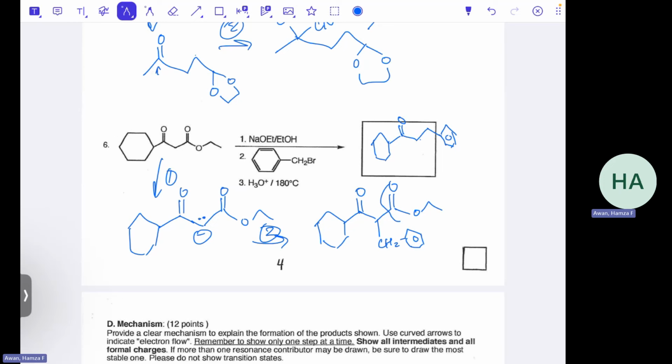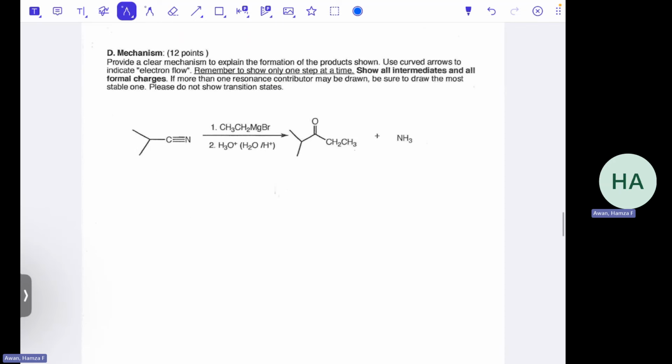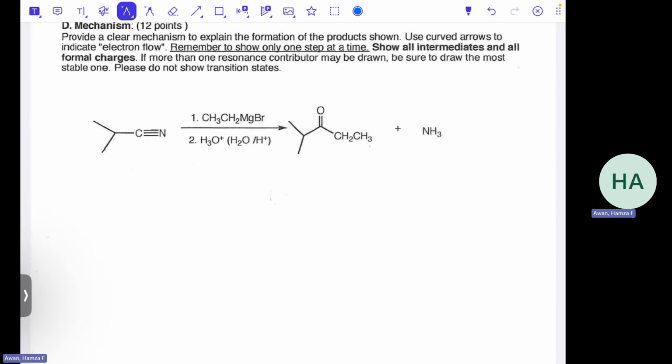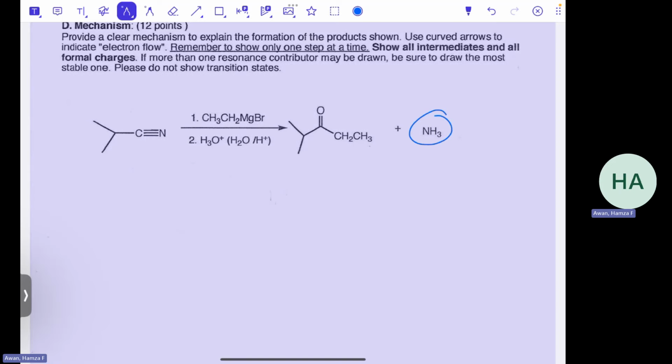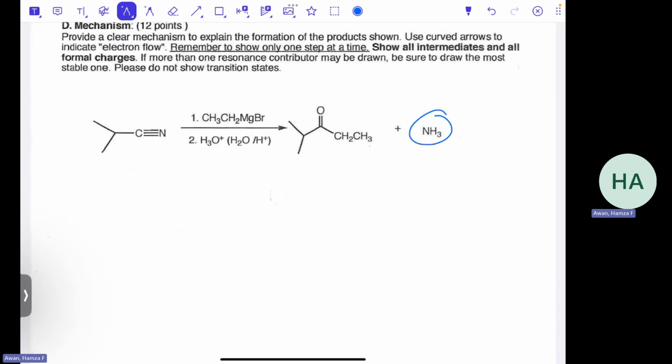Pretty straightforward. Okay, onto the mechanism. On this mechanism, we kind of have a Grignard reaction, but we want to create a ketone from the nitrile group. First off, one thing to take note of is that it's also asking us to create this NH3. So eventually we're going to have to take the nitrogen off the nitrile group, and we're also going to have to create a ketone. So it's good to just take note of that.